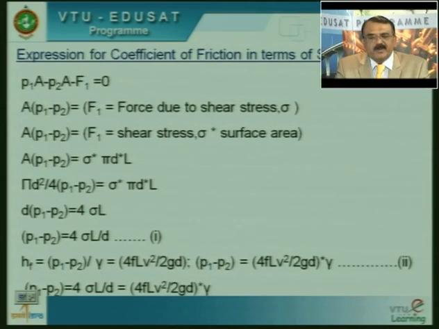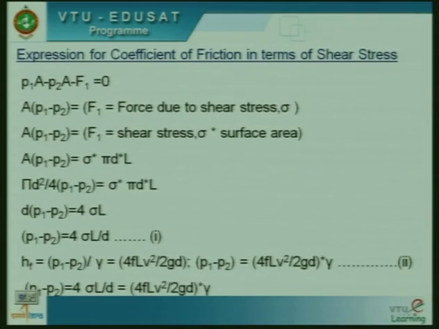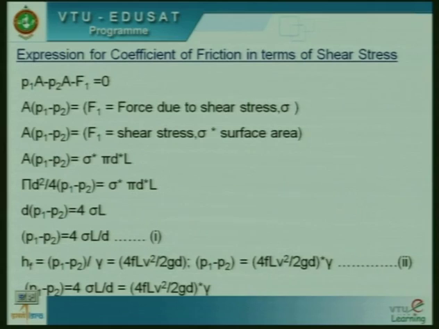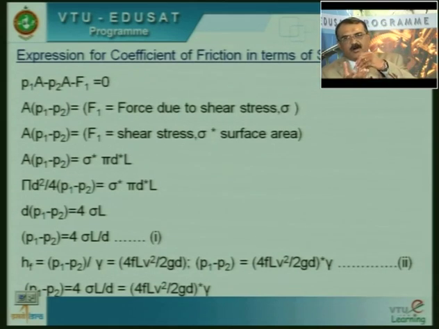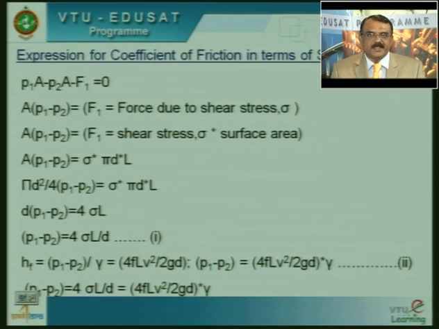Now, remember, whenever you are talking about a fluid, in place of stress we talk about what is known as shear stress. What is shear stress? One layer slides smoothly over the other layer. Okay. So, in fluid mechanics, we talk about shear stress. Therefore, F1 is equal to shear stress, which is actually represented by tau. I represent this as sigma, absolutely not an issue. Shear stress into the surface area on which the shear stress acts. Again, this shear stress acts all along the perimeter over a length of L. This is sigma into pi d into L.